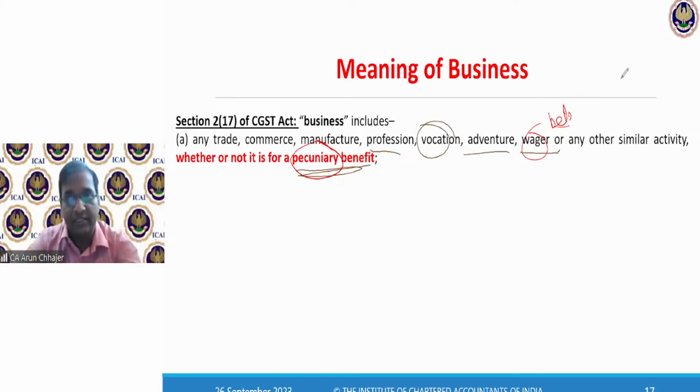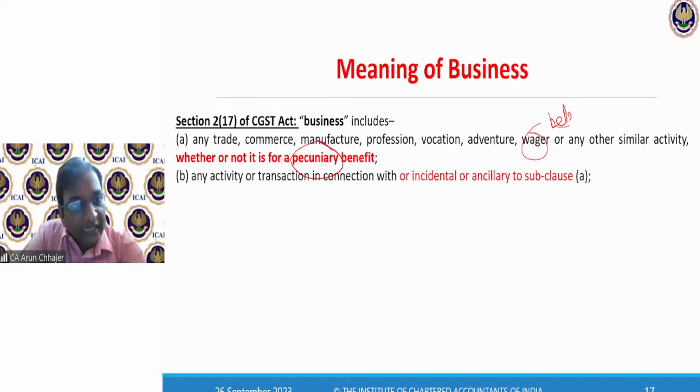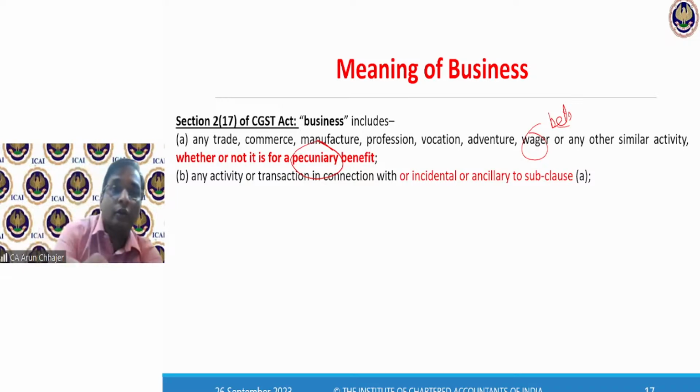business. Clause B, any activity incidental or ancillary to sub-clause A. Very, very important.